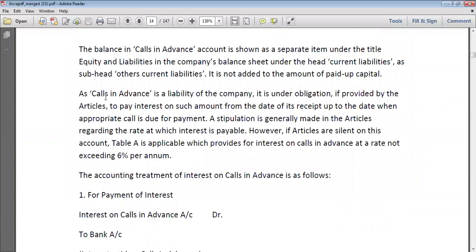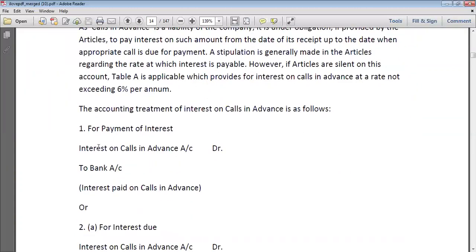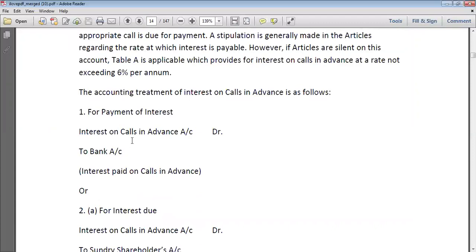The company has to pay interest on calls and advance. So what entry will be passed? Interest on calls and advance account debit to bank. That means interest on calls and advances is an expense for the company. That's why it will be debited, and the bank has to pay that amount. That's why bank is the giver.